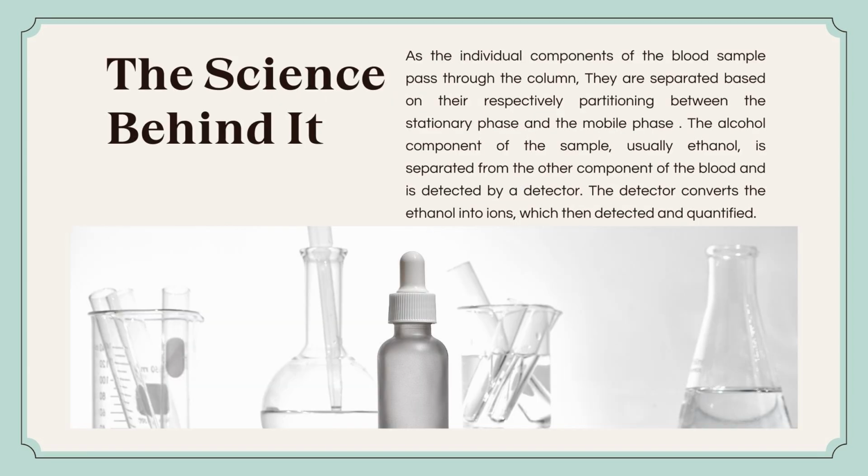The science behind it. As the individual components of the blood sample pass through the column, they are separated based on their respective partitioning between the stationary phase and the mobile phase. The alcohol component of the sample, usually ethanol, is separated from the other components of the blood and is detected by a detector. The detector converts the ethanol into ions, which are then detected and quantified.